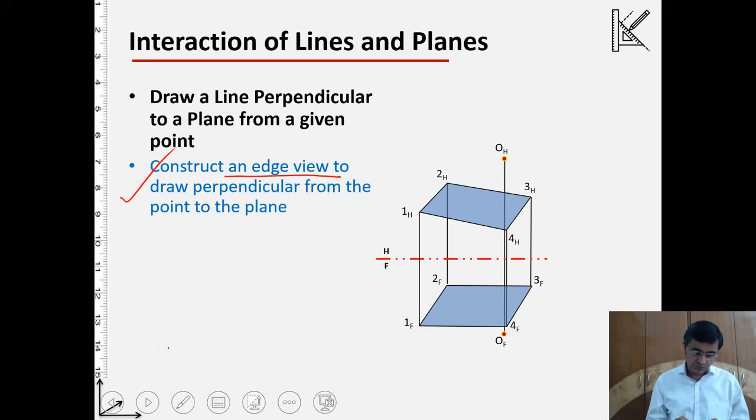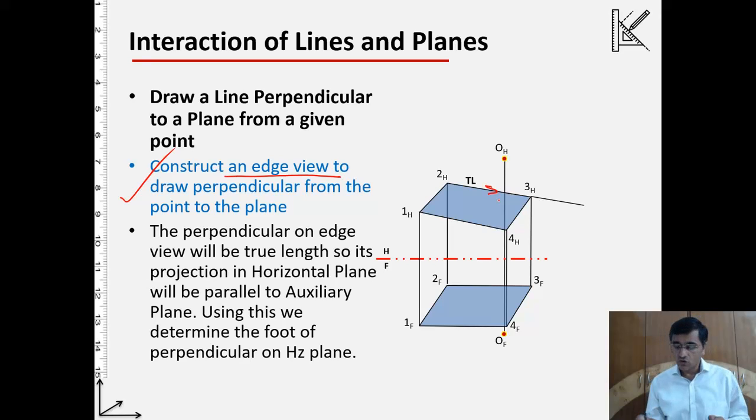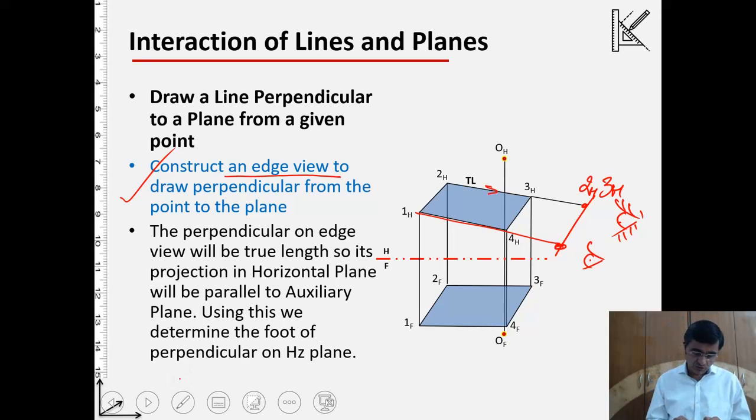Now to construct the edge view of the plane, we know the method. Because this line is the normal projection, 2h and 3h is the normal projection. So if we see along the normal projection, that means we are seeing 2h and 3h as the point view there, or we are seeing the edge of the plane. Similarly over here also, point 1h and 4h, we are seeing normal to this, so that means we will be seeing the edge view of the plane over here. We have done this before also.